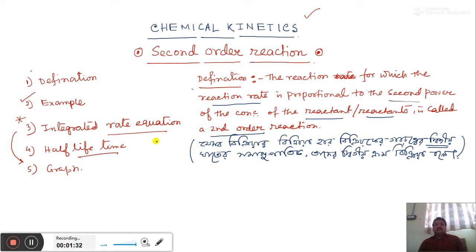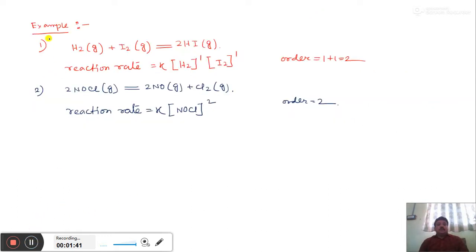Now the next point, after the definition of second order reaction, is examples of second order reaction. Formation of HI from H2 and I2 is an example of second order reaction. The reaction is H2(g) + I2(g) = 2HI. Here reaction rate is equal to k into molar concentration of H2 to the power 1 and molar concentration of I2 to the power 1. Now the summation of powers is 2, so it is called a second order reaction.